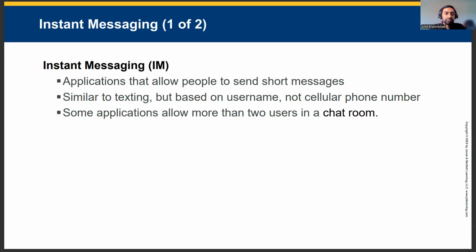Instant messaging allows users to exchange short messages in real time. It functions similarly to texting but uses usernames instead of phone numbers. Some IM platforms offer group chats or chat rooms, enabling multiple users to converse at once. IM remains popular for quick communication, especially before modern messaging apps became widespread.